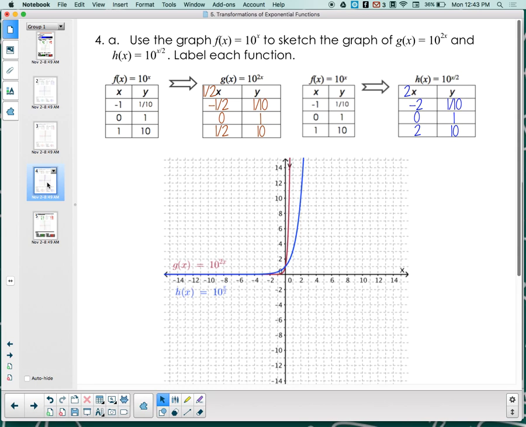B, just like h, happens opposite. So because we're multiplying x by 2 in the equation, we're actually going to multiply x by 1/2 in the mapping notation for the table of values. So -1 times 1/2 is -1/2, 0 times 1/2 is still 0, 1 times 1/2 is 1/2. Y values stay the same. Technically what we have here is a compression, a compression horizontally.